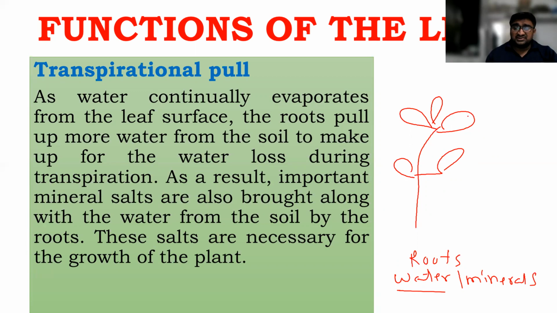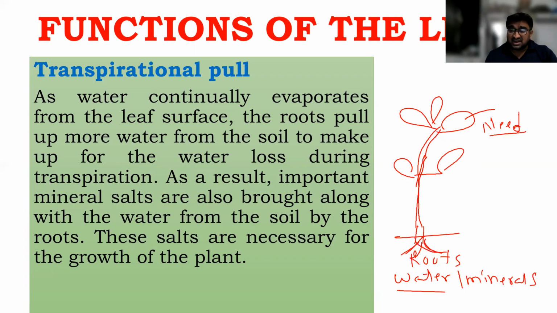As we have studied, the leaves are continuously losing water in the form of water vapors. Because of that, the leaves have a continuous need of water. As they are losing water, they continuously need water, and hence the leaves pull the water from the adjacent cells. In this way, each cell of the plant pulls the water from its next adjacent cell, and finally it pulls the water from the stem and from the stem to the roots.